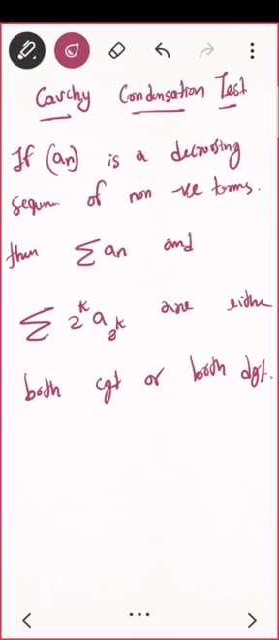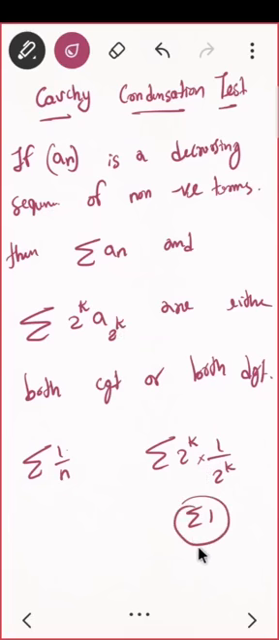Let me just quickly give an example. Suppose you want to check whether summation 1 upon n is convergent or not. Suppose this is your sequence 1 upon n, you want to check this, but instead of checking this, I'll be checking this. Summation 2 raised to k, in place of n, so it will be 1 upon 2 raised to k, times 2 raised to k. So that is 1, and you already know that summation. It will be 1 plus 1 plus 1. So if we take the sequence of partial sums, Sn will be just n, and that is divergent, so this is divergent.